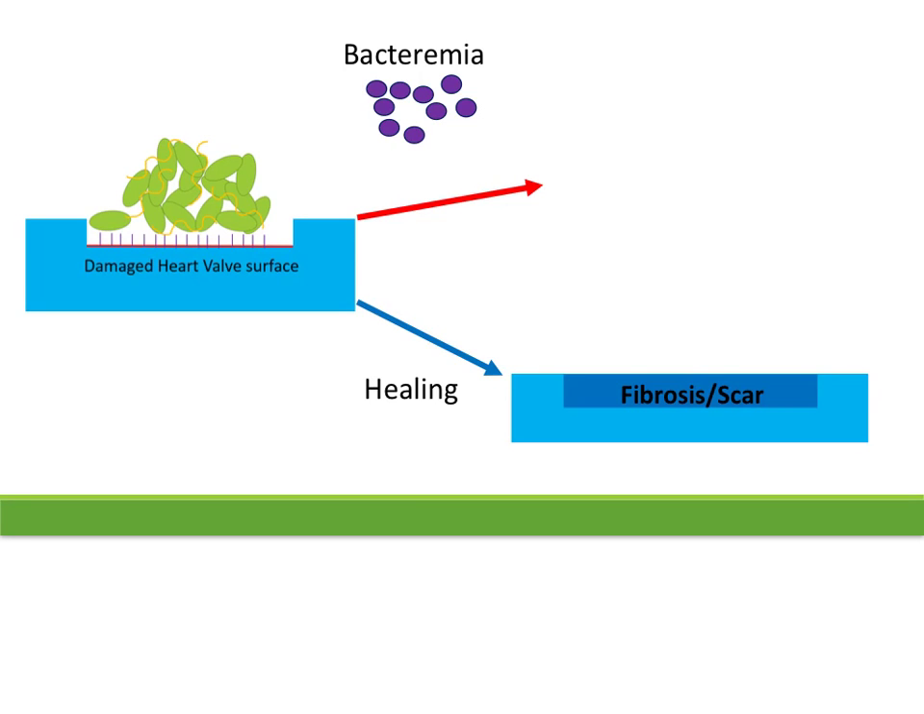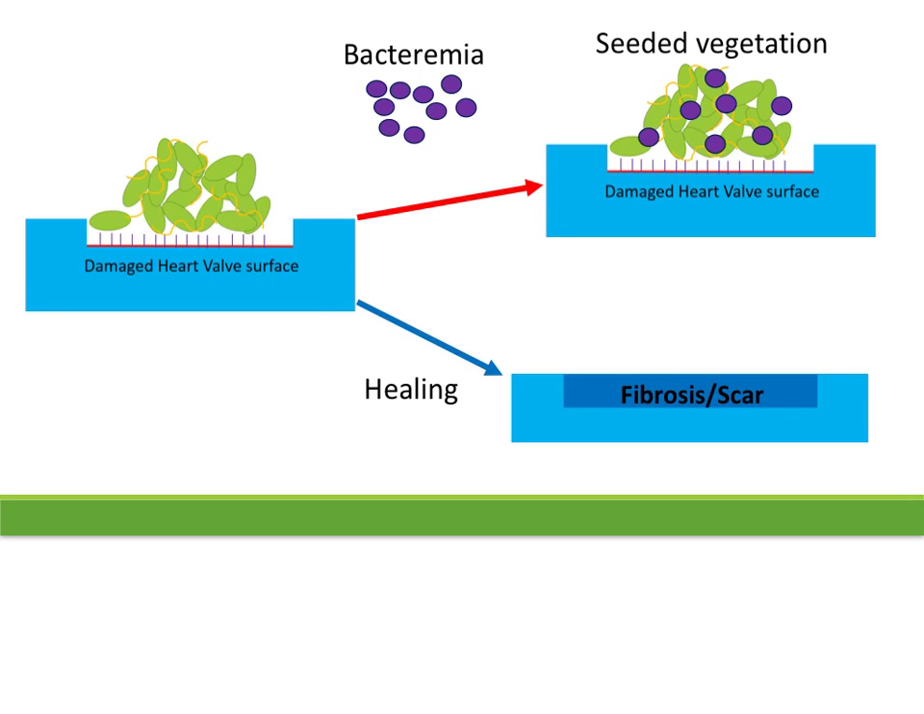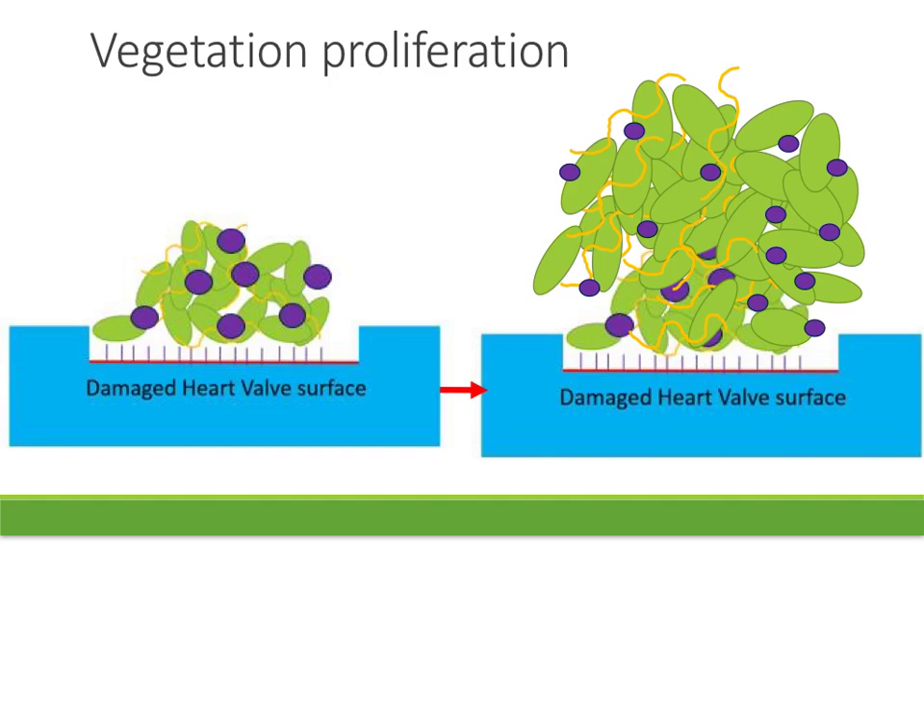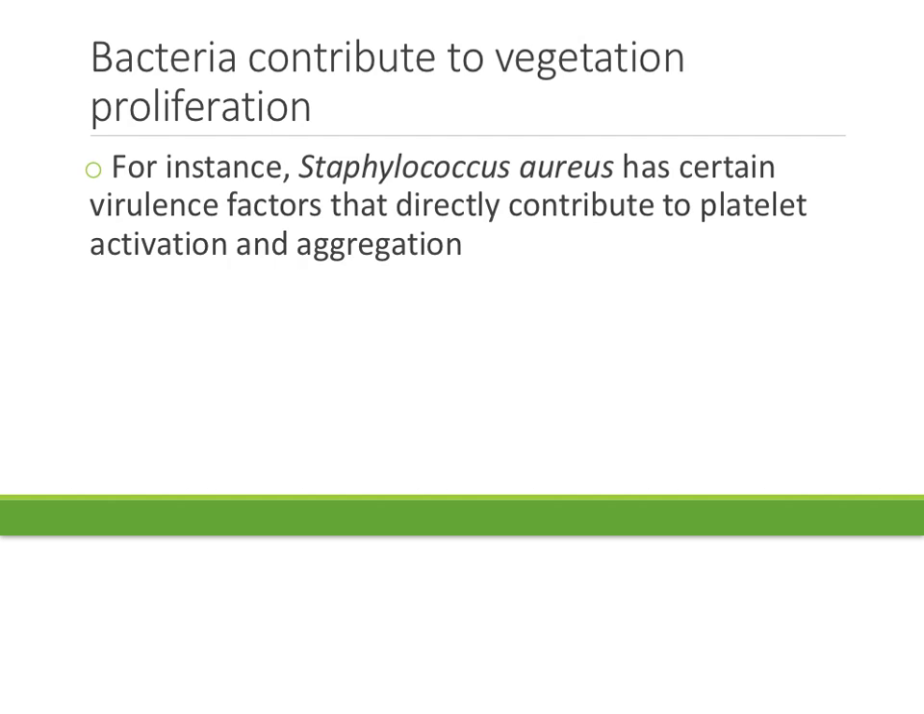However, if there happens to be bacteremia, or bacteria in the bloodstream, then the platelet plug can be seeded. And a seeded vegetation can grow and grow and grow. This is how you get a huge vegetation in infectious endocarditis. These vegetations can get truly huge, as seen schematically here. Why? Because the bacteria contribute directly to vegetation proliferation.